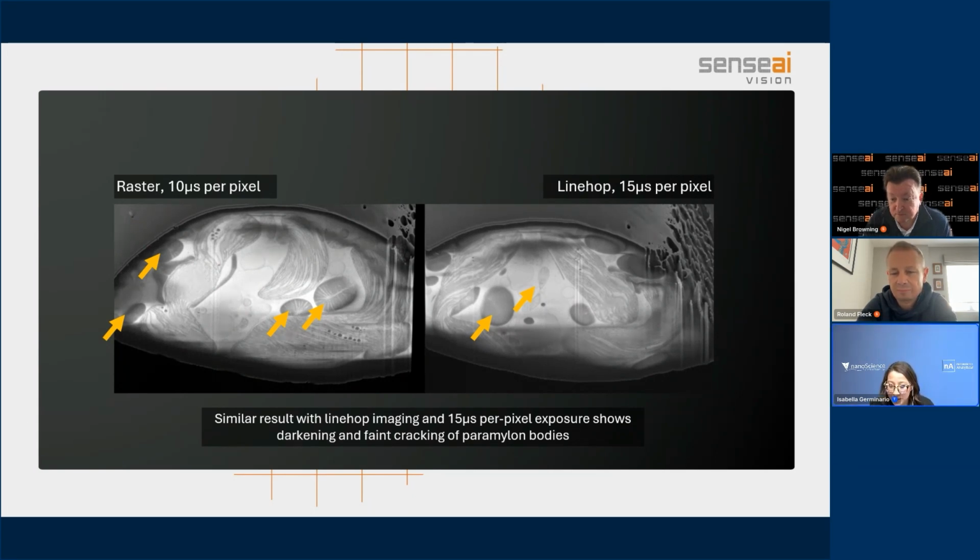Thank you very much, Nigel. Next question: when you average the frames collected from a single phase, is the line hop pattern exactly the same for each frame collected?